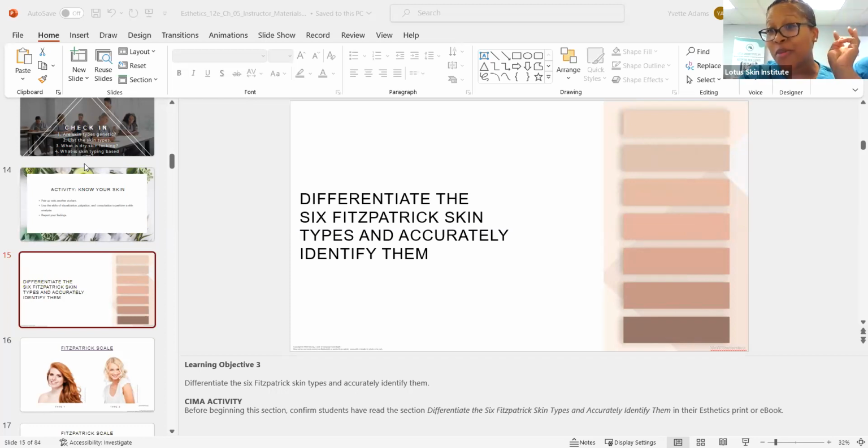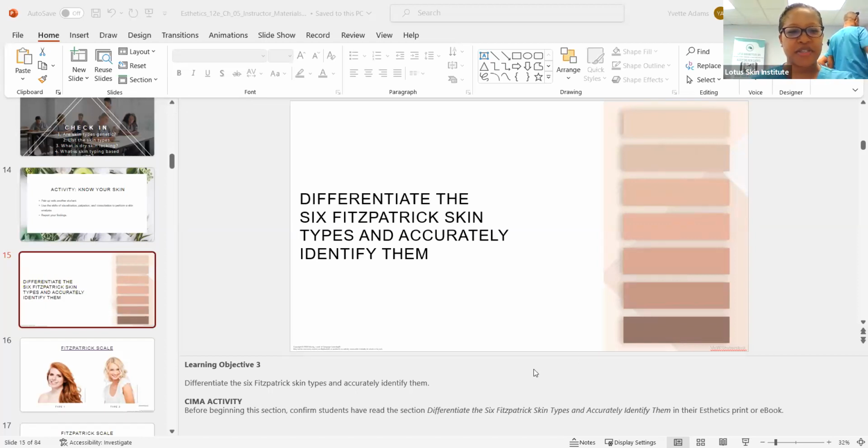Check this out, normal. Normal. What is normal? That's the one you always forget. You know what I mean? You always forget the normal. So best thing to do is start with normal. If I don't start with normal, I'll forget normal. Okay, so normal, dry, combination, oily. So those are skin types. That's where we ended up.